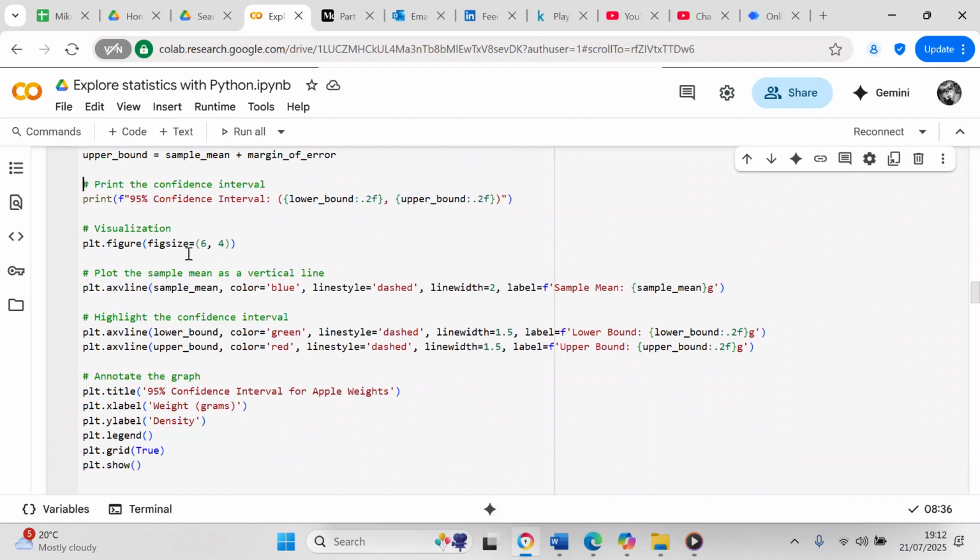And so we're going to put the confidence intervals on a graph. So plt.figure, brackets, figsize equals 6, 4. And then we're going to plot a vertical line on the graph. plt.axvline, brackets, sample mean, comma, color equals blue, comma, linestyle equals dashed, comma, linewidth equals 2, comma, label equals sample mean in grams.